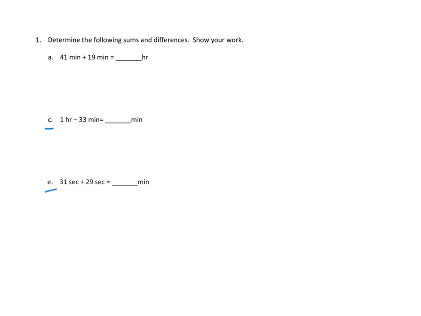Rather than expressing this as 1 hour, I'm going to express it as 60 minutes minus 33 minutes. Let me try that again. 60 minutes minus 33 minutes. Now that we've got it in the same unit, we would need 20 units to get up to 53, and then 7 more to get up to 60, so I think that's 27 minutes. Awesome. Let's do another problem.